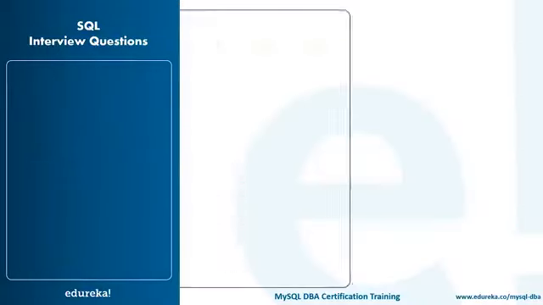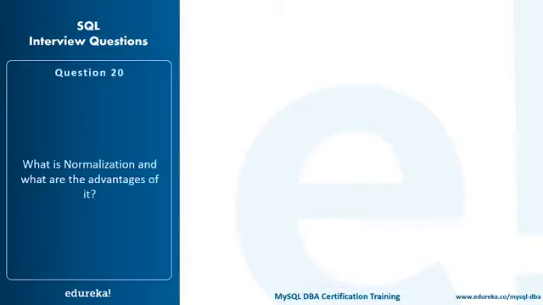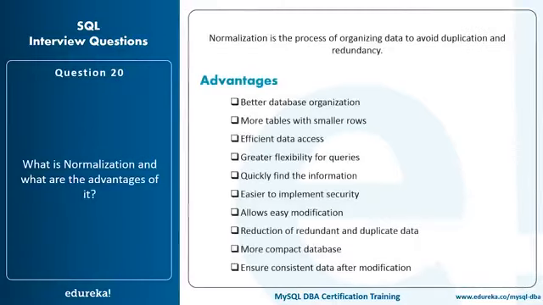Now moving forward to our next question, that is, what is normalization and what are its advantages? Normalization is basically the process of organizing data to avoid duplication and redundancy. It is basically the opposite of denormalization that we just talked about in one of the previous questions. So if you have to define normalization, you can say that it is a process of organizing data to avoid duplication and redundancy.